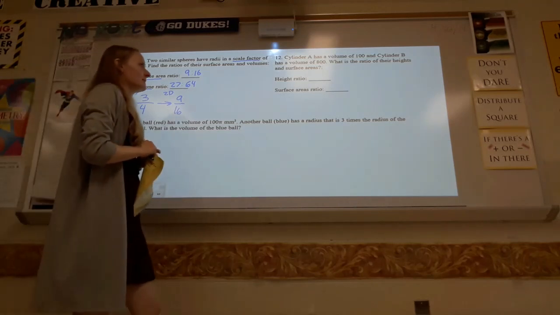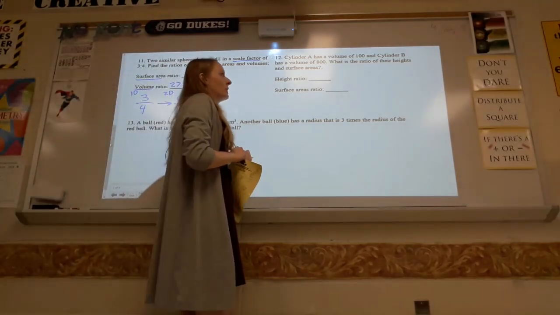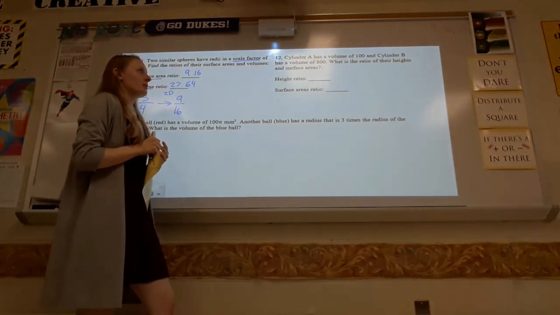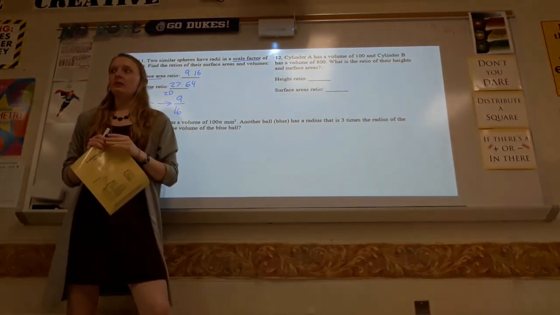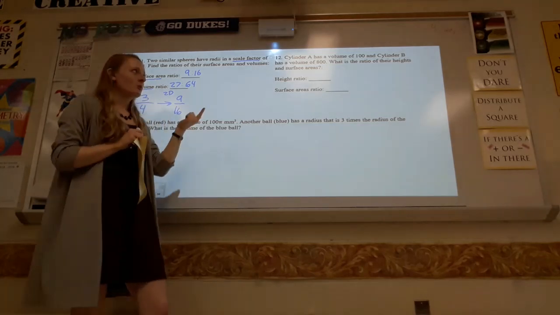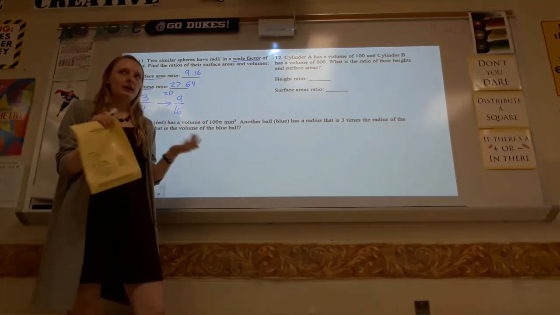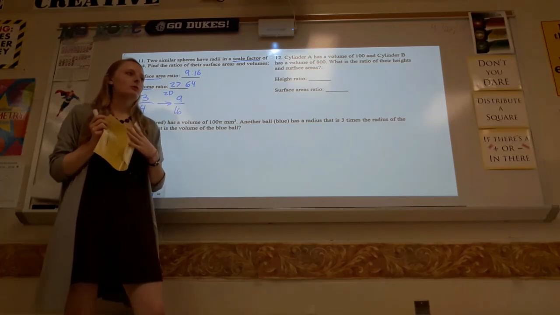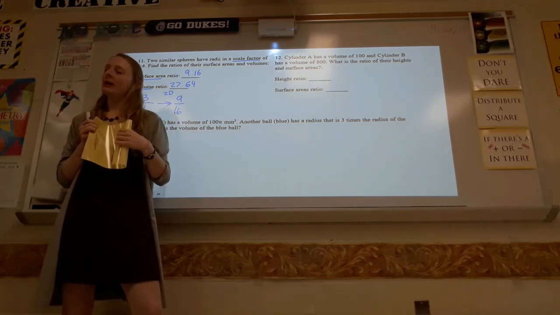Alright, number 12 says cylinder A has a volume of 100 and cylinder B has a volume of 800. What is the ratio of their heights and their surface areas? Notice it hasn't told me what their heights are. It hasn't told me what their surface areas are, so I can't just write them as a fraction and go from there. What do I know? Their volume. I know their volume. So what dimension am I in?